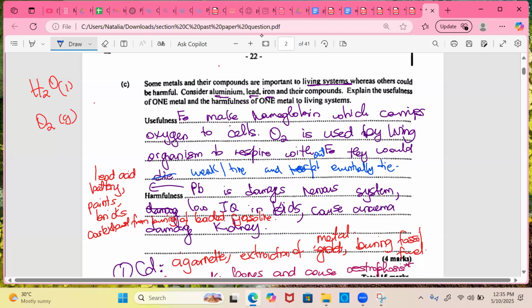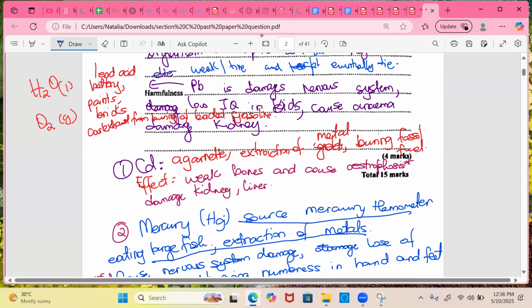All right, so we have a harmful metal, which is lead. Lead damages the nervous system and causes low IQ in children. It causes anemia and it damages the kidney. There are other harmful metals which we never really discussed, but I'm putting them here. Sources of lead are lead acid batteries, some paints and bricks, and car exhaust from the burning of leaded gasoline.